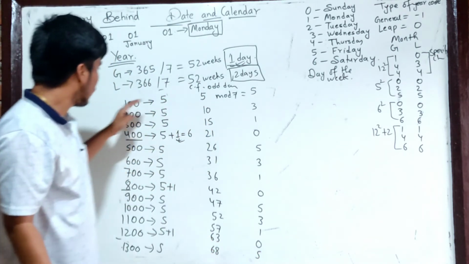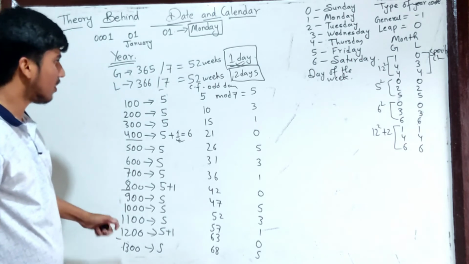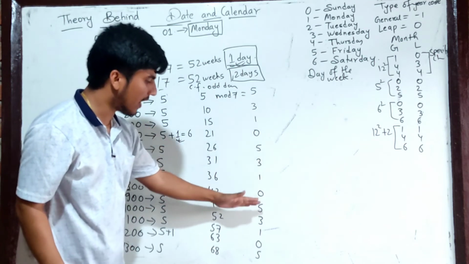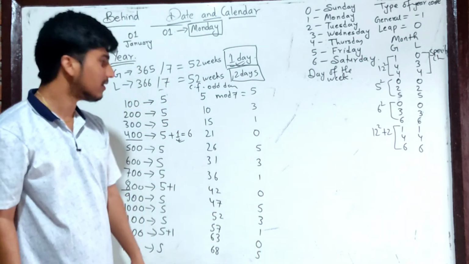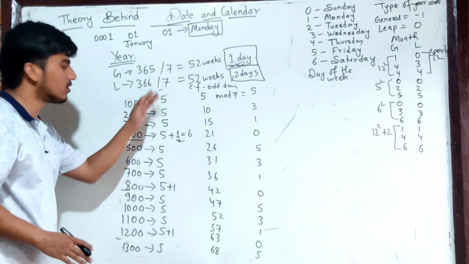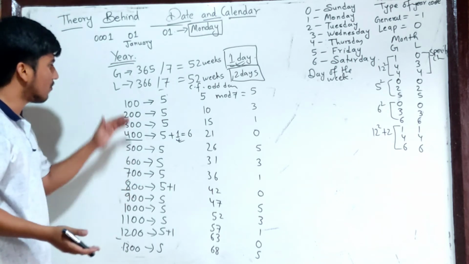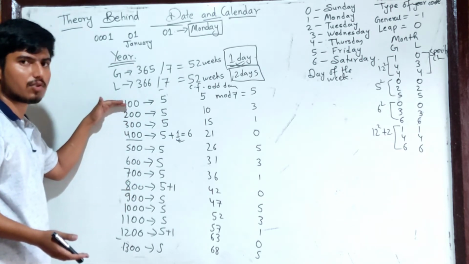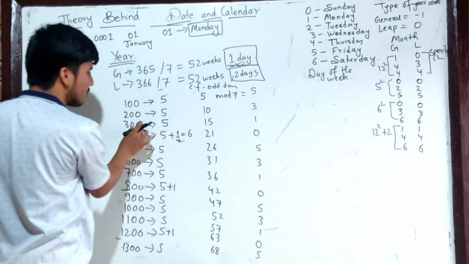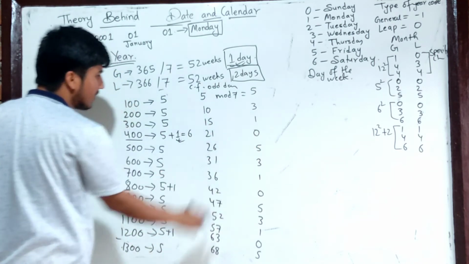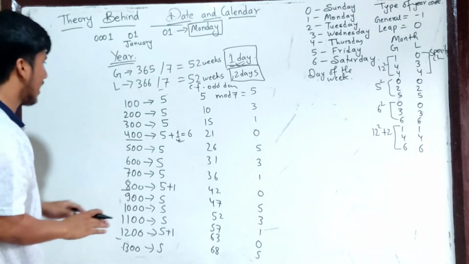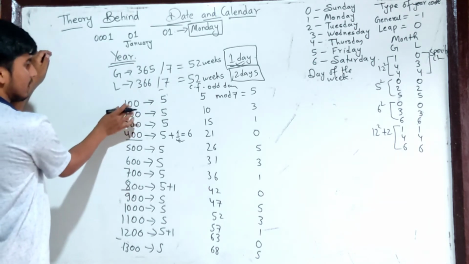We can see here, when we go from 100 to 1200, the number of odd days repeats like 5, 3, 1, 0, 5, 3, 1, 0, 5, 3, 1, 0, right? And for finding the number of odd days for some year like 1528 or 1658, we have to calculate the number of odd days up to the century, right? So for 100 we have 5, for 200 we have 3, for 300 we have 1, for 400 we have 0, right?